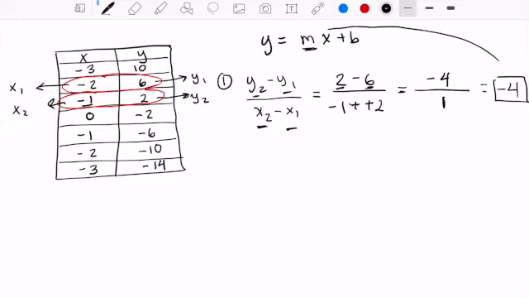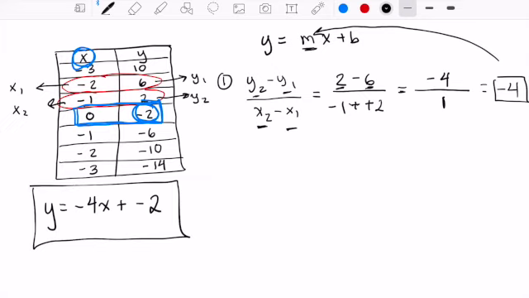So we're going to plug that back into my value of m. Y equals negative 4x plus, and now we're going to use our x values to find where x equals 0 and locate our y term so that we can plug that into our equation and be done. So again, we used the slope formula to find our slope. Then we found wherever x equaled 0 on our table to find our y-intercept.